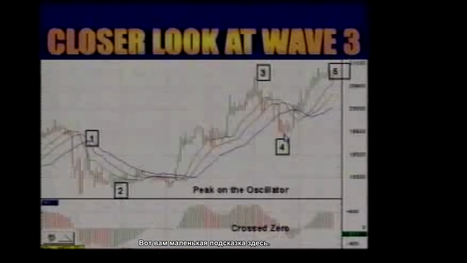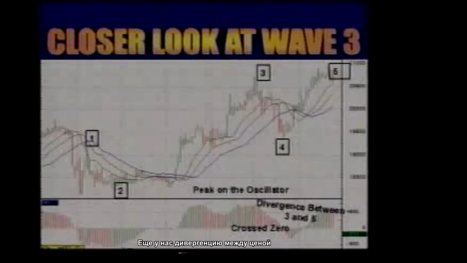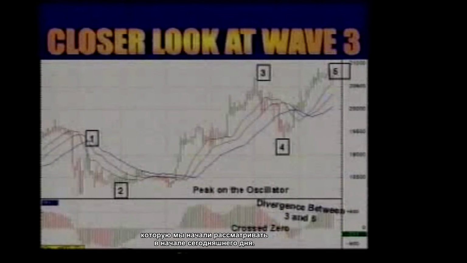And just another suggestion, look at this bar here. It is a bullish divergent bar, and the price went immediately up. There's also divergence between the price at the end of wave 3 and 5, and the momentum between 3 and 5. So that's the third wave inside of that wave we first started looking at today.